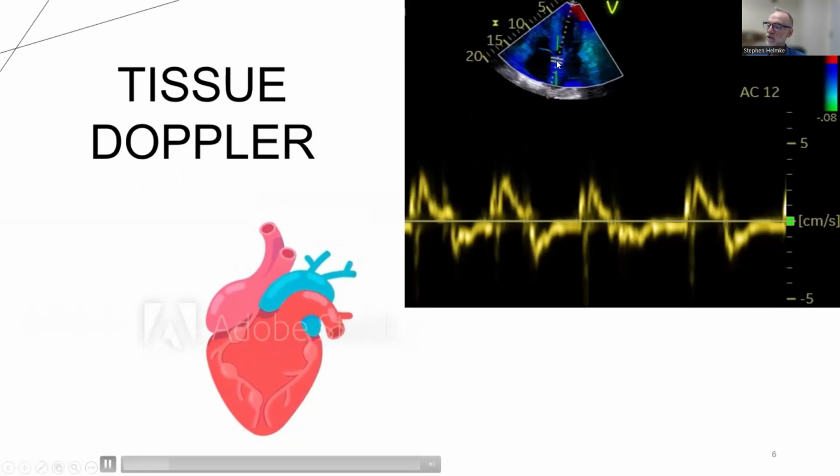So I can put my ultrasound probe right on the flesh of the heart, and sure enough, it shows me that bounce. That bounce of the heart is what we call tissue Doppler, and that's also important for understanding how relaxed your heart is.